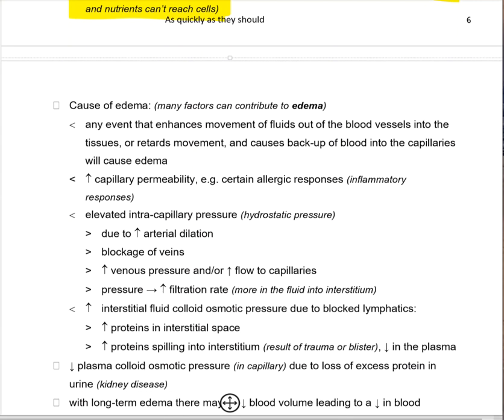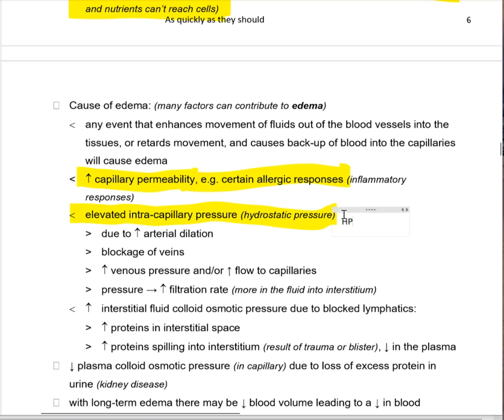Okay, so causes of edema. Any event that enhances movement of fluids out of the vessels and into the tissues, or causes backup of the blood into the capillaries, will cause edema. You might remember we went over some of these before. Increasing capillary permeability, like allergic responses, will cause more water to come in. Elevated intracapillary pressure, hydrostatic pressure of the capillary, that is our friend HPC. So you can go back and remind yourself about that.